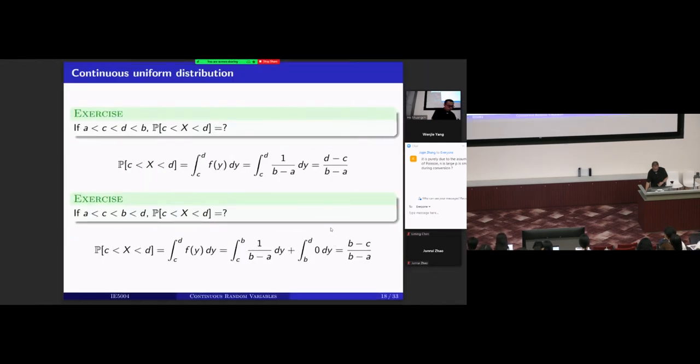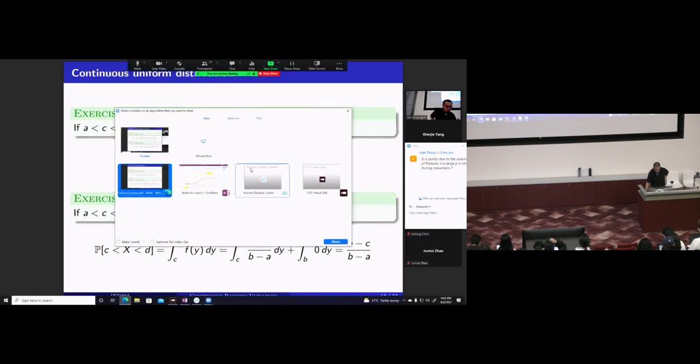And then maybe let's do a simple exercise for a continuous uniform variable. If we have a continuous uniform random variable defined over the interval from a to b, what is the probability that it takes a value from another interval from c to d? For different cases, it may take different values. So let's see this.